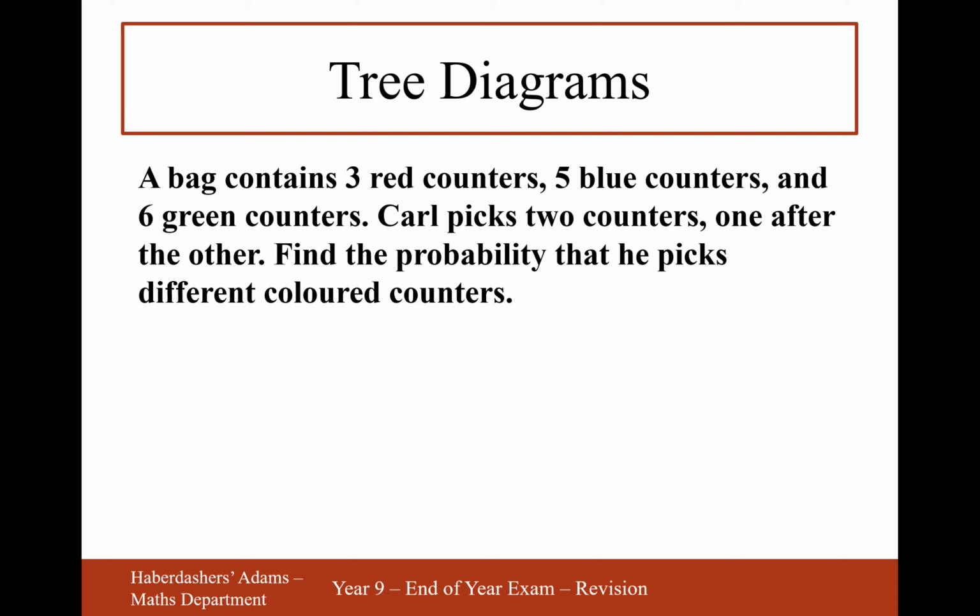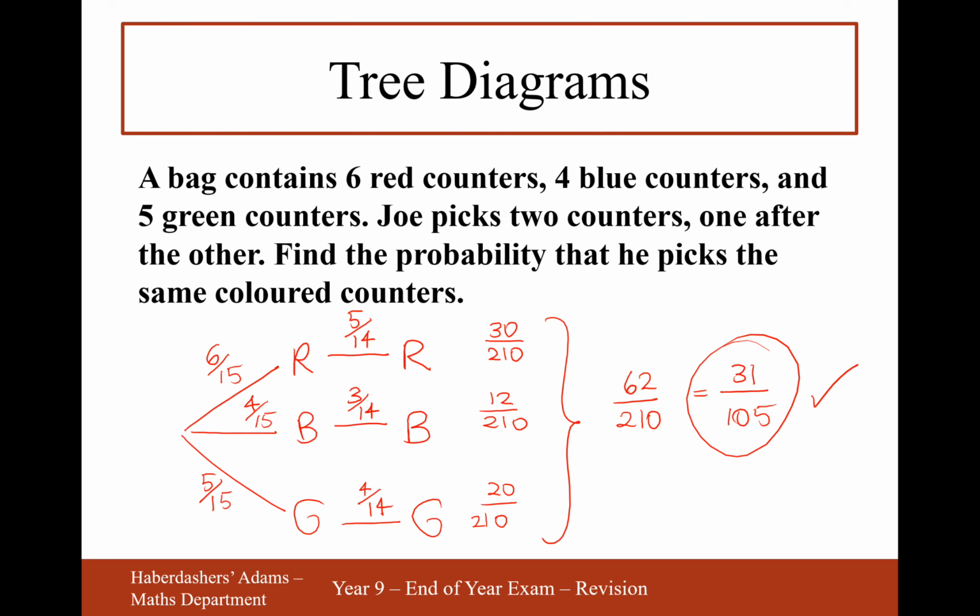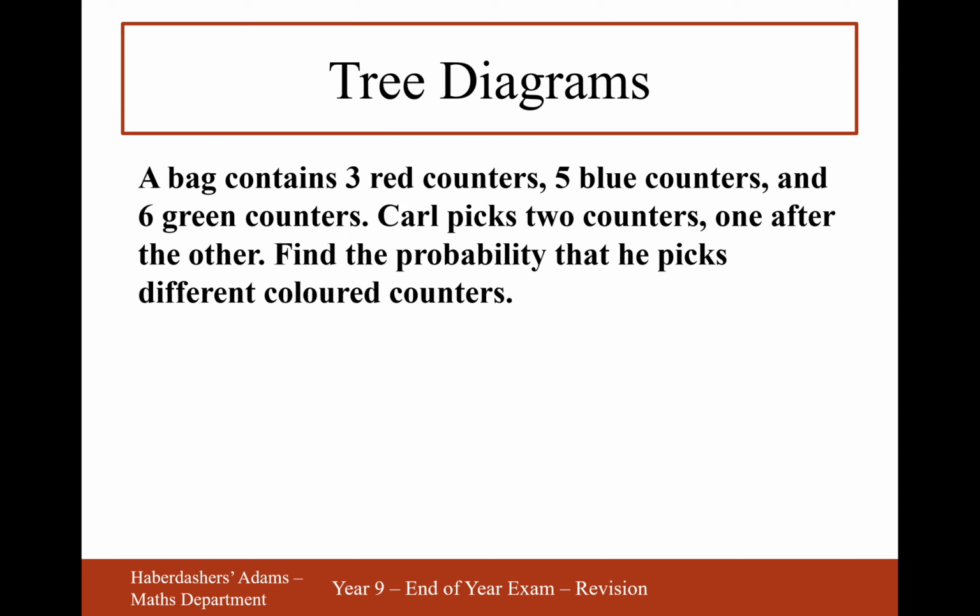Okay, well, I'm actually going to do this by a cheeky little shortcut. I'm not going to do all the options here. What I'm going to do is basically do this question and then work out the opposite probability to it, because the opposite of same coloured counters is different coloured counters. So I'm going to sneakily work out the probability of him picking the same coloured counters and then work out the opposite probability. So I'll go red, blue, green again, and I'm looking for the same counter, and then I'll work out the opposite probability at the end.